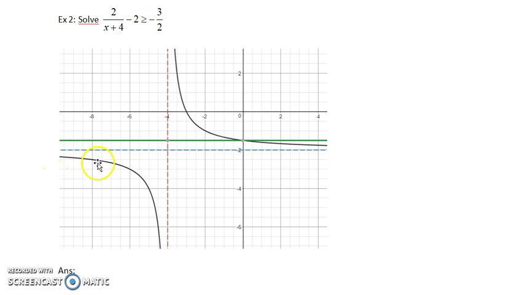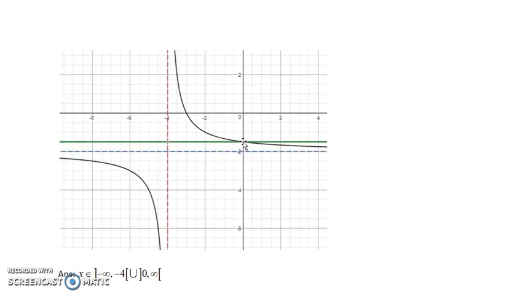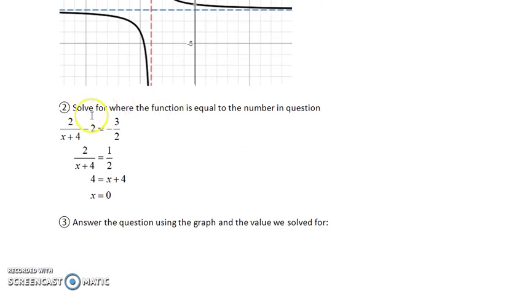It doesn't happen for any of these. This whole branch over here is below the line. This part is above, and above, and above, until at this point here it's equal. And we already solved for that point. We did that algebraically. We solved for the point where the rational function was equal to negative 3 over 2. That happens at x equals 0.